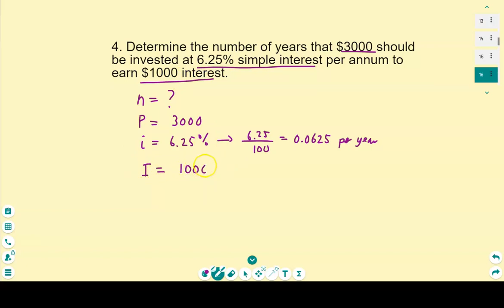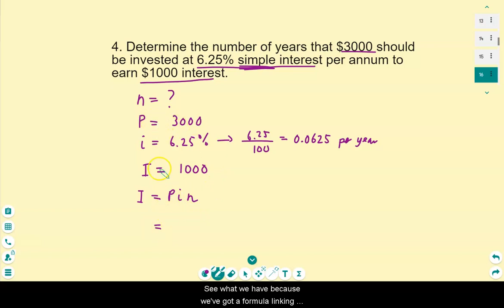To earn $1,000 interest. Okay. So this time we've got something that we haven't seen as of yet. All right. So first of all, write down a formula that you might be able to use that links these variables. So it's going to be either simple interest or compound interest. Luckily, it's simple interest. Okay, so we're going to write down the formula.